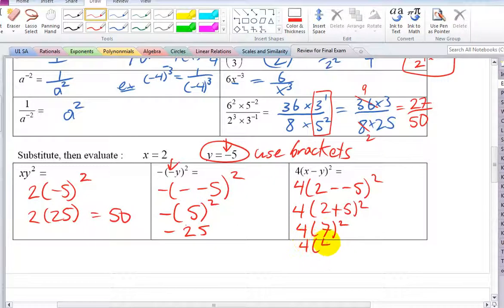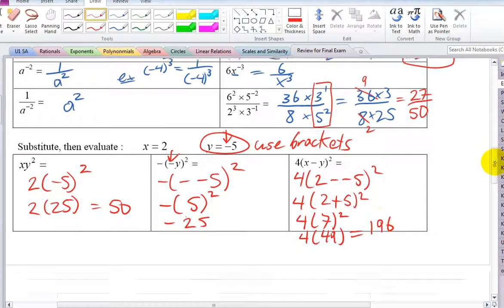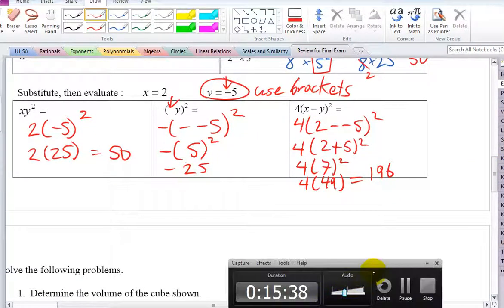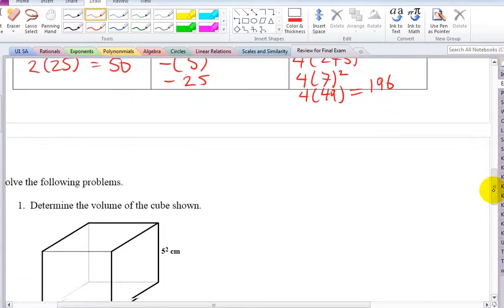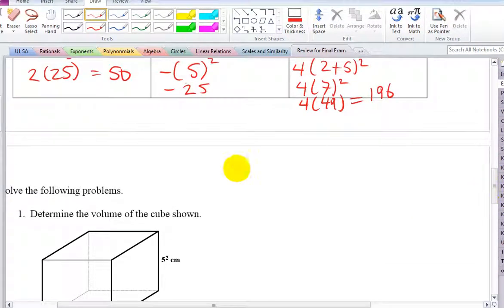So it's going to be 4 times 49. Well, 4 times 50 would be 200, and 4 less would be 196. So that's a great non-calculator question. Okay. So now we have some applications of exponents.